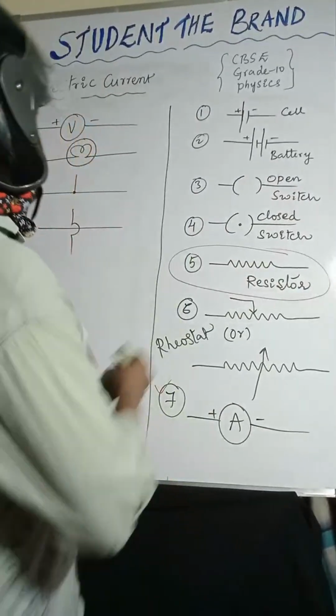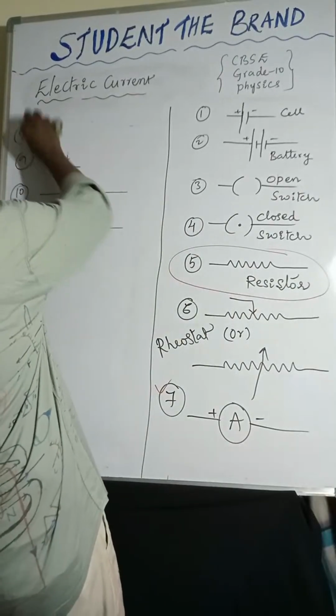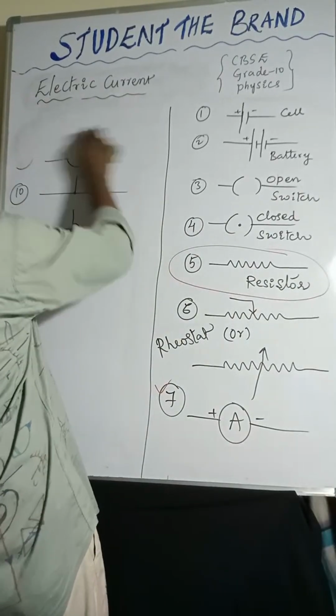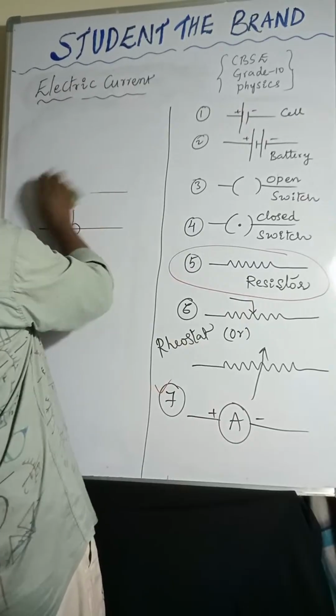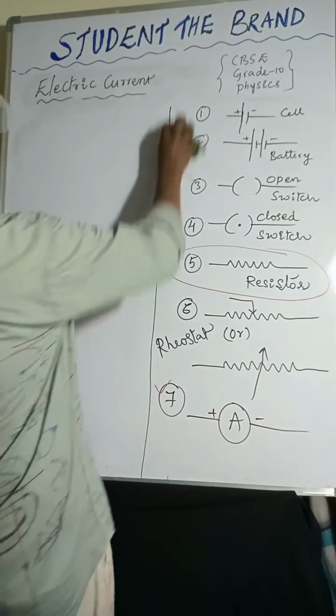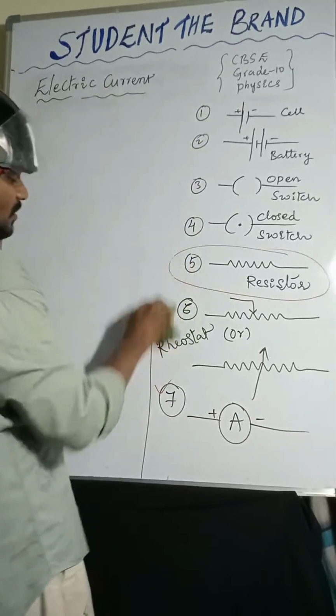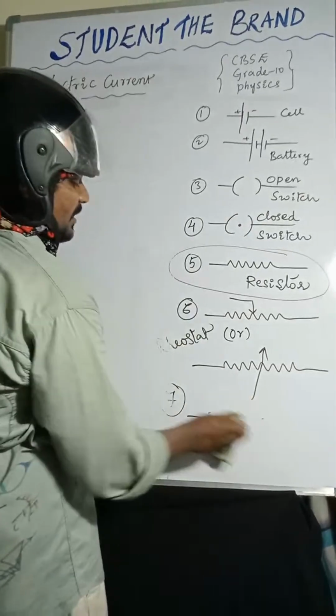Next one, we will discuss electrical circuit. An electrical circuit is nothing but a closed and continuous path of an electric current. A closed and continuous path of an electric current is known as an electric circuit.